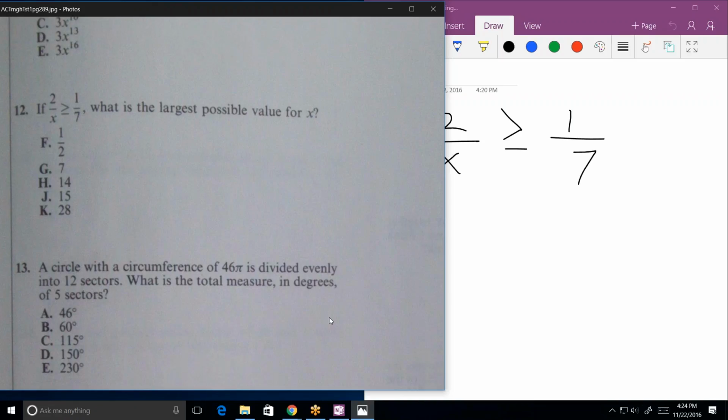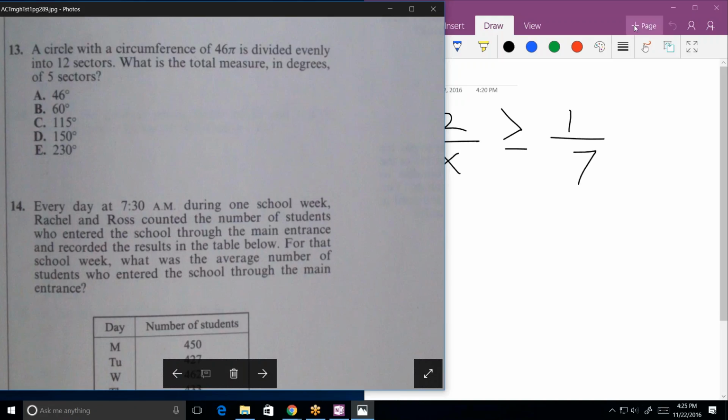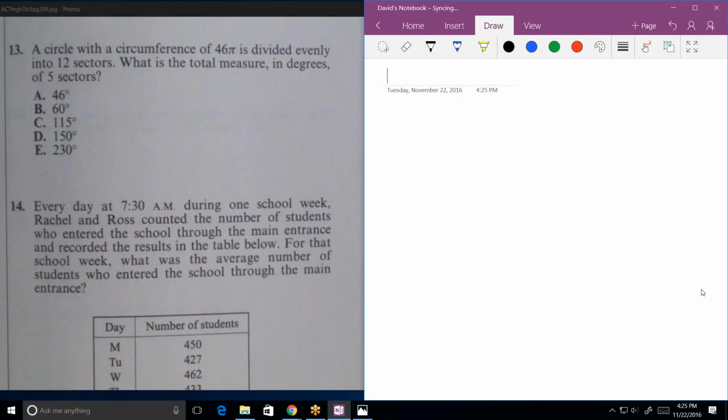There's a lot of problems on these tests where you don't necessarily want to start by plowing right into the math. That's not the best way to answer it. The best way to answer it in this case was back solving. And by back solving, I mean testing all of the solutions. Once you discover 14 works and 15 doesn't, well, you have your answer actually. You're done. Yeah. Okay. So a circle with the circumference of 46 pi is divided evenly into 12 sectors.